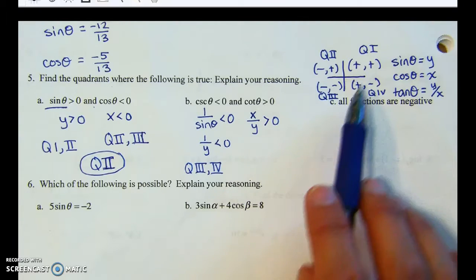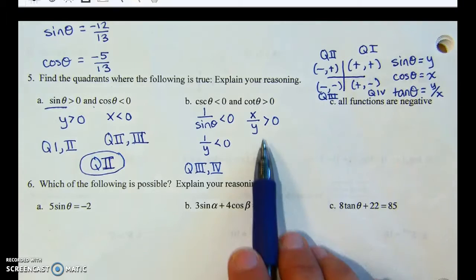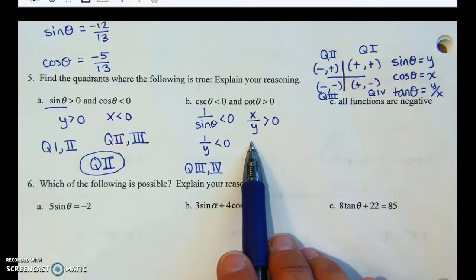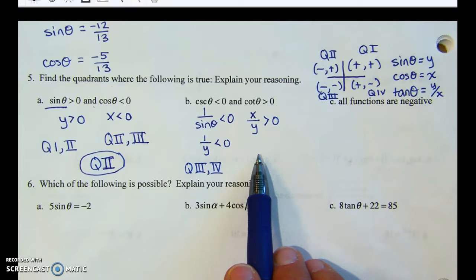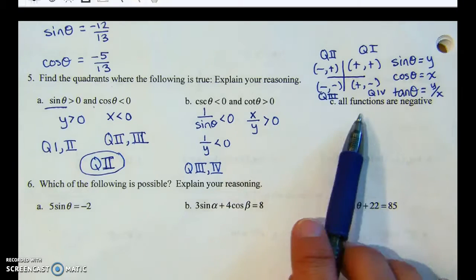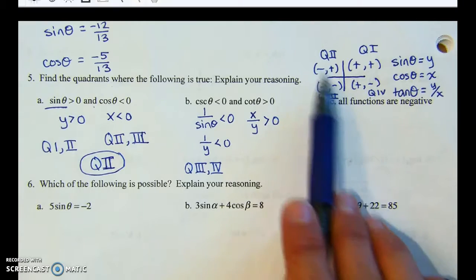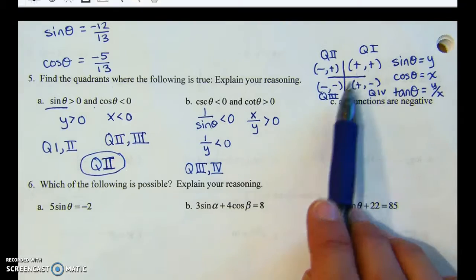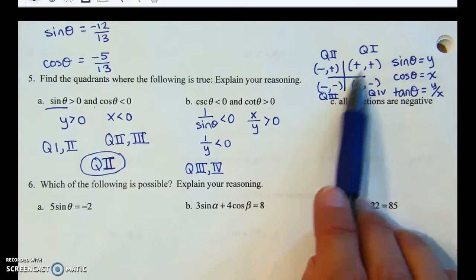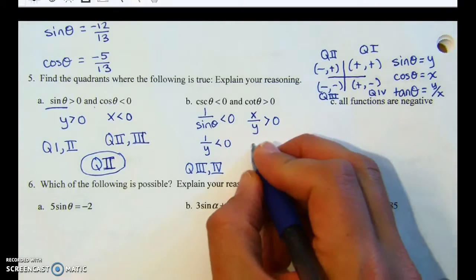Now when you divide two numbers, how do they come out positive? If they're the same, right? If they're different signs, they would divide to be negative, but if they're the same signs, they divide to be positive. So what quadrants have the same signs? 1 and 3.